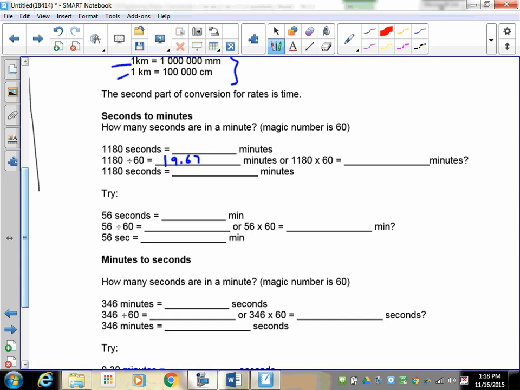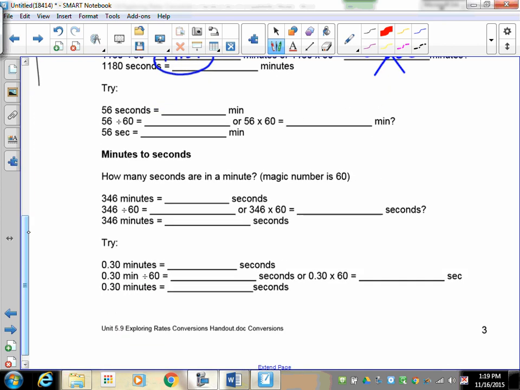Alternatively, it's 70,800 minutes. I want you to think about that. 1,180 seconds. Is that closer to 19 minutes roughly? Or is that closer to 70,000? And I think 70,000 is like really, really way out there. Okay? So this is your correct answer right here. Let's go to the next one. You try that one.